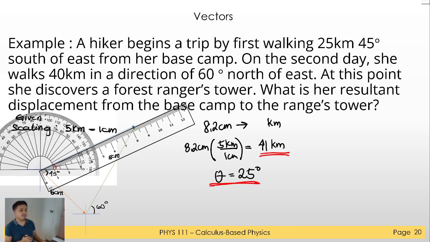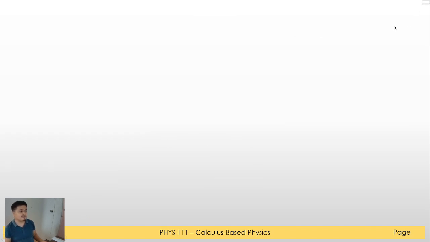Now, but how do we do this analytically? Let's try to do this analytically. So let's solve this one by one. So we have here again, the drawing of the hiker. We have here 45 degrees, and then after that, 60 degrees. Okay.